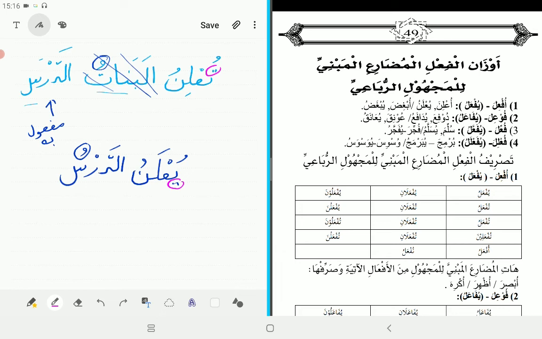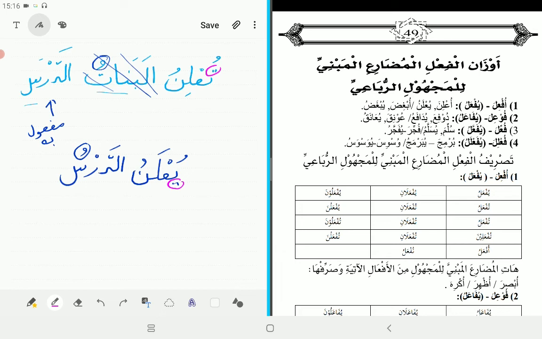Number three, فُعِلَ يُفَعَّلُ, like سُلِّمَ يُسَلَّمُ, to concede to something or to submit something. You say سَلَّمَ مُحَمَّدٌ الْمِفْتَاحَ, Muhammad, he submitted the keys. فُجِّرَ يُفَجَّرُ, which is to explode.